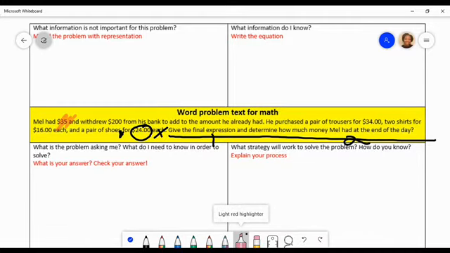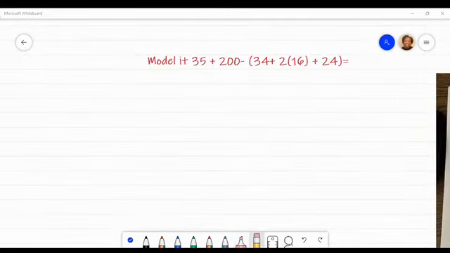We have 35, 200, $34, 2, because 2 is not in numeric form, but it is a number, 16, and 24. And we would write our expression. It's the same word problem we were working on before. It's in equation form, and now they have to model it.